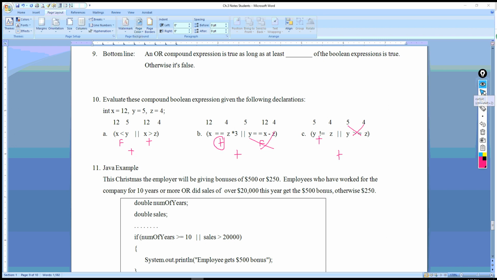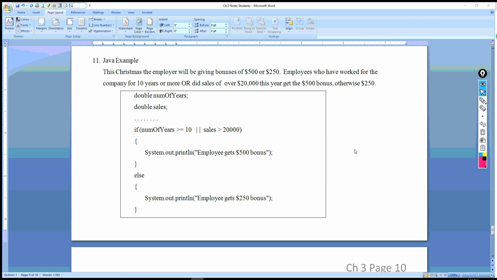Let's move on to the next thing. Here is an example of the bonus code for the Christmas bonus, and the change kind of changes things, because now all you have to do is fulfill one of the requirements and you'll get that bigger bonus. So there's going to be more people that will probably be able to get that bonus. That is the idea. One or the other, you get the bonus.